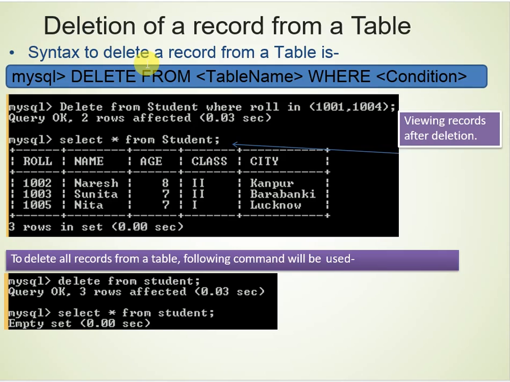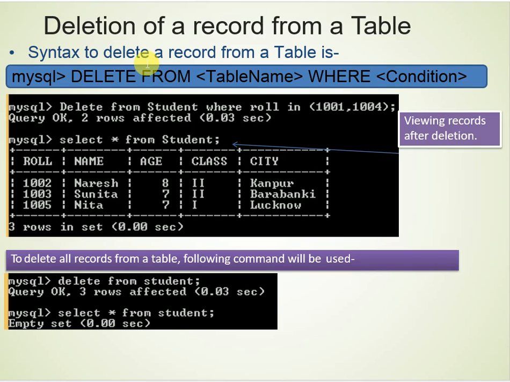If you want to delete all the records from your table, then you can use the following command. Delete from student. It will delete all the records available in the student table. See here, select star from student: empty set, no record is available. So you will not delete any records unless there is a necessity, then you will use this command.